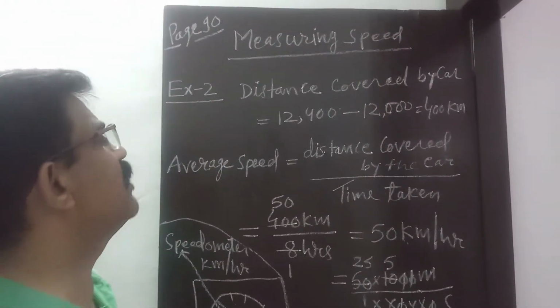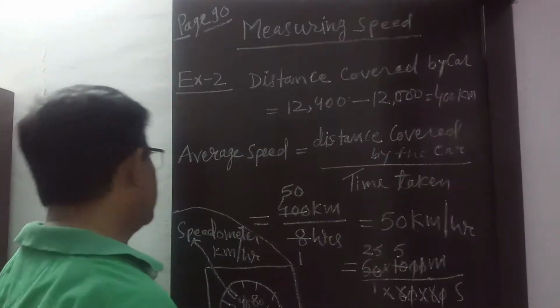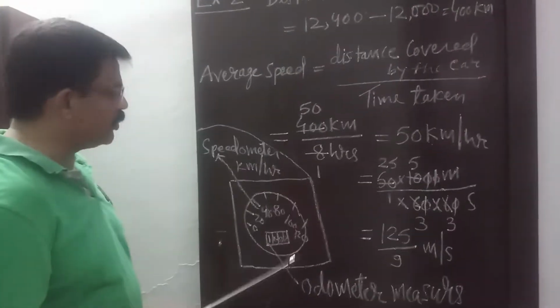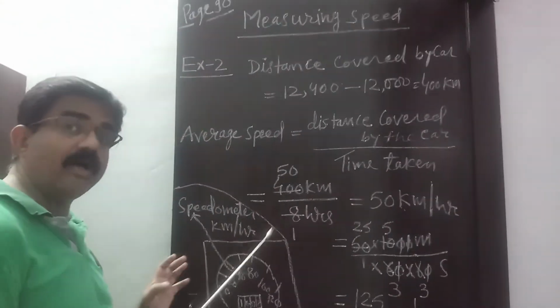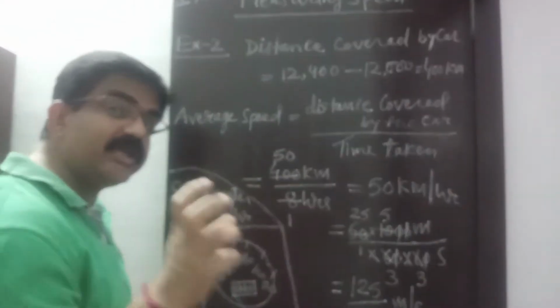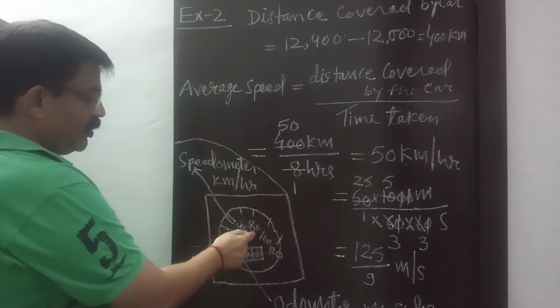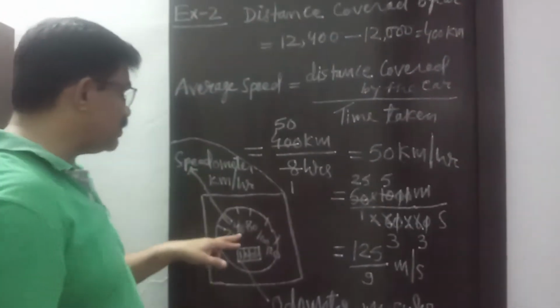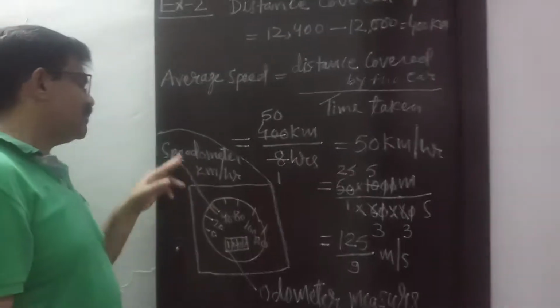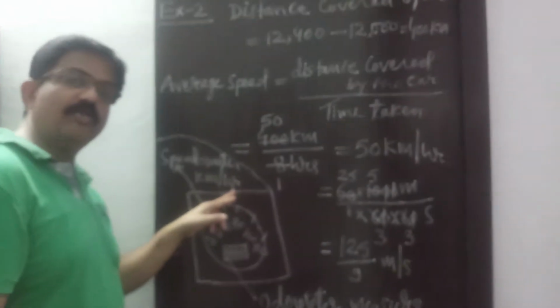In this example, it is given that in a vehicle there is an odometer. You see in your car, bike, have you ever seen there is a measuring meter? That measuring meter measures 0, 20, 40, 80, 100. This measures speed, that's why it is called a speedometer. It measures speed in kilometer per hour.